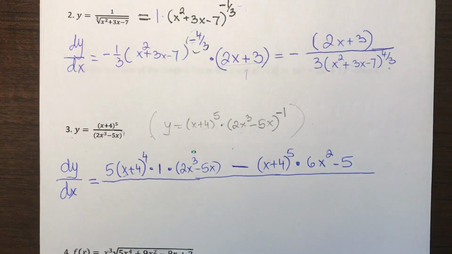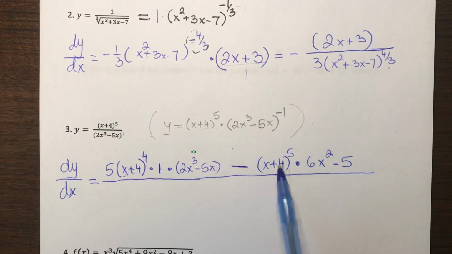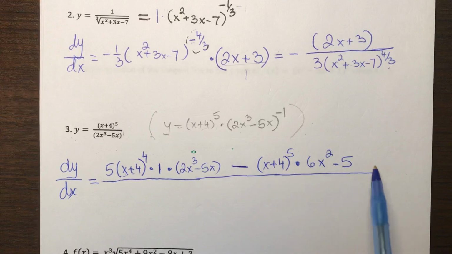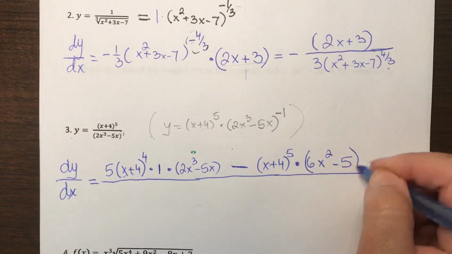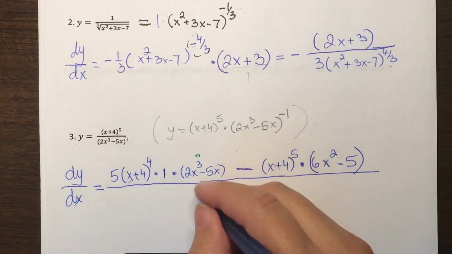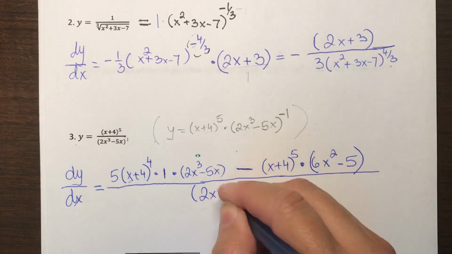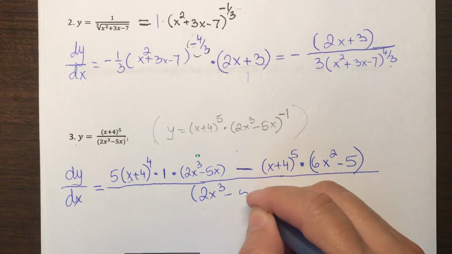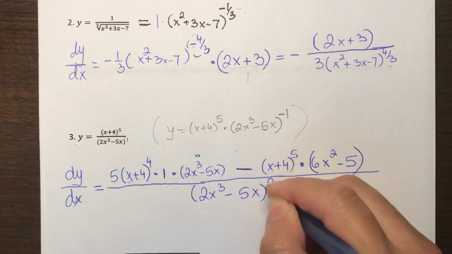And again, what did I forget to do? I didn't put the parentheses. Again, if you leave it like that, this is the only thing that gets multiplied to the parentheses. The negative 5 is a different term, but that's not the case. You multiply to the whole derivative of the bottom, over the denominator squared.